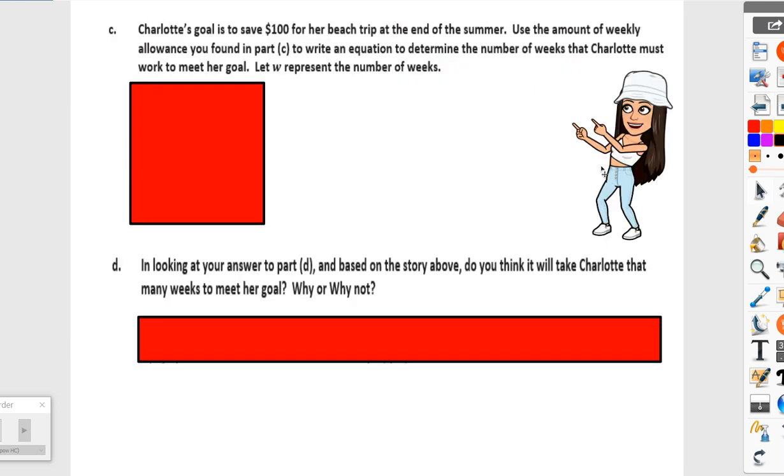Now, Charlotte's goal is to save $100 for her beach trip at the end of the summer. Use the amount of weekly allowance you found in Part C, which we have 16, right, to write an equation to determine the number of weeks that she must work to meet her goal. So what are we going to write? Well, she needs 100, and she gets 16 every week, right? So $16 every week equals 100. And actually, it told us that we had to use W. So 16W.